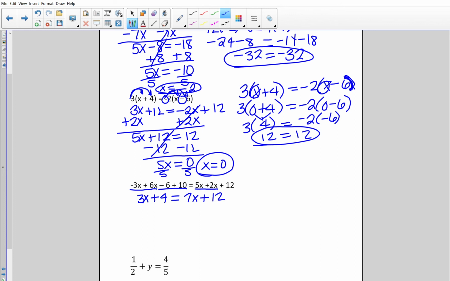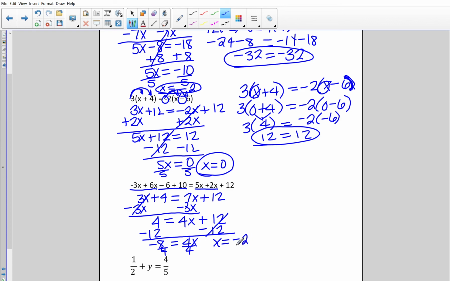And now that I've simplified it down, I'm able to move things. So I'm going to move my 3x. I'm going to subtract 3x. Again, you could move 7x if you really wanted to. It doesn't matter. So I have 4 is equal to 4x plus 12. And then at this point, I need to move this 12. So I'm going to subtract this 12 from both sides. I have 4x. And 4 minus 12 is a negative 8. And then I can divide by 4. Running out of room. So x is equal to a negative 2.